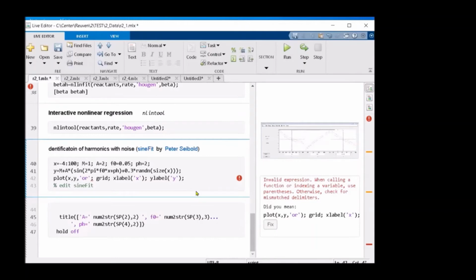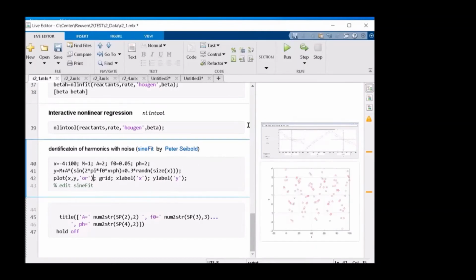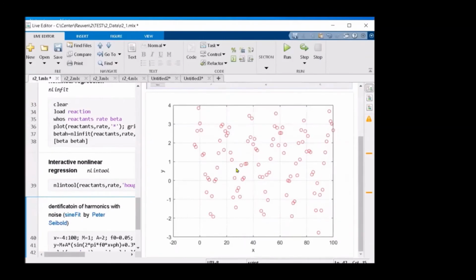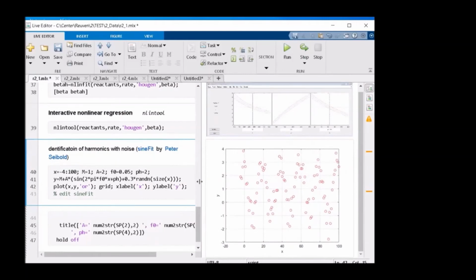Interesting, something is wrong again. What is here? Sorry, I forgot to close this. Okay. Here is the result of this sine wave with the random noise. Can you see it, right? Yes. It's quite complicated to get the pure sine from here, but we will try.